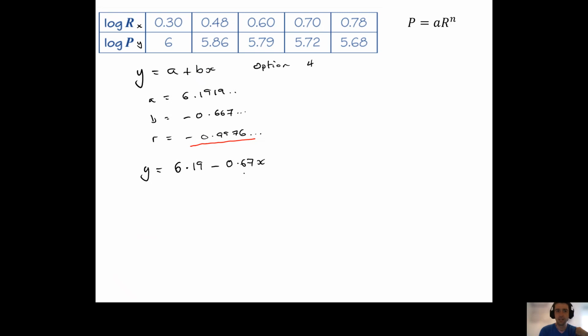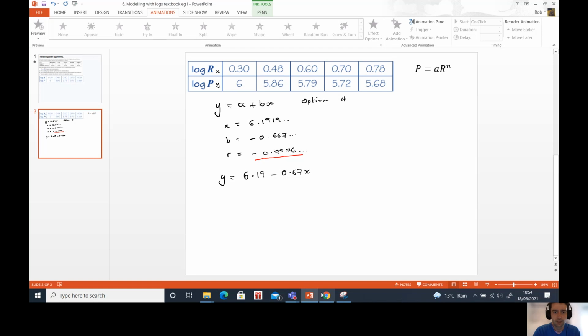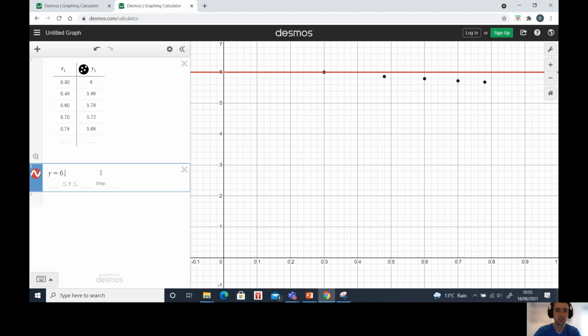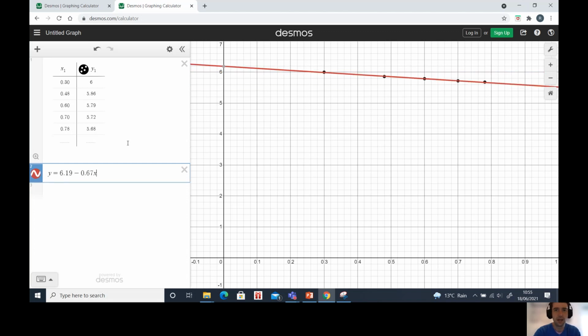So that should be the equation of the regression line, which is the relationship between log R and log P. If I go back into Desmos, I'm going to type in that information: y equals 6.19 minus 0.67x, and as you can see, I've got a linear graph here, pretty much perfectly going through all those points.